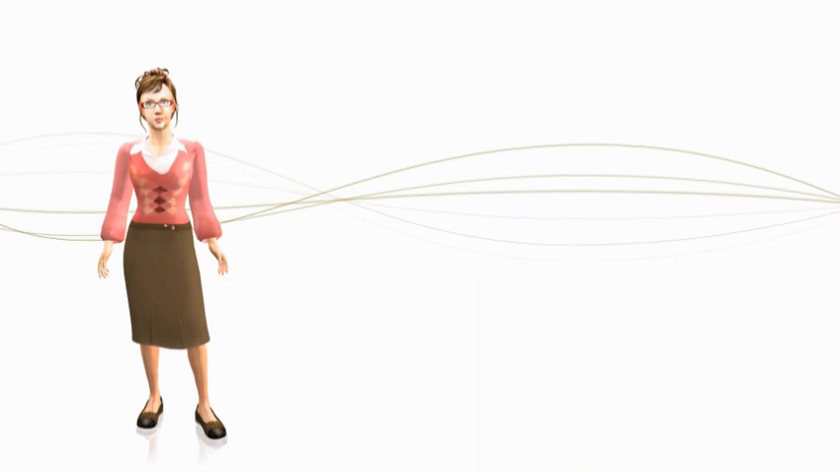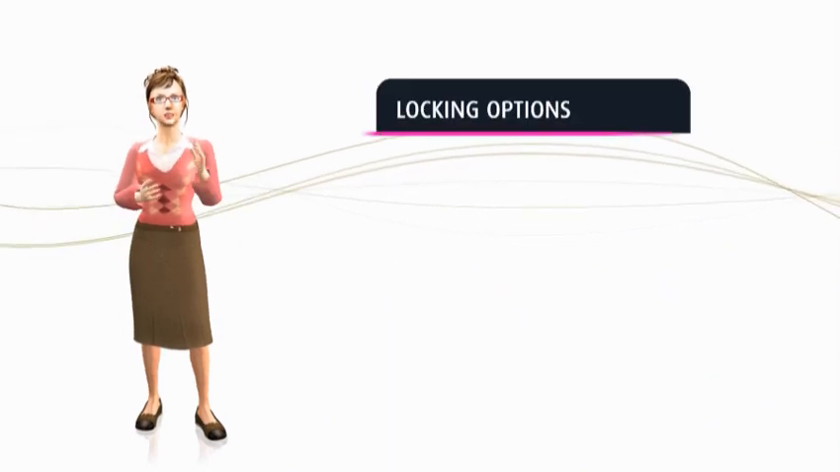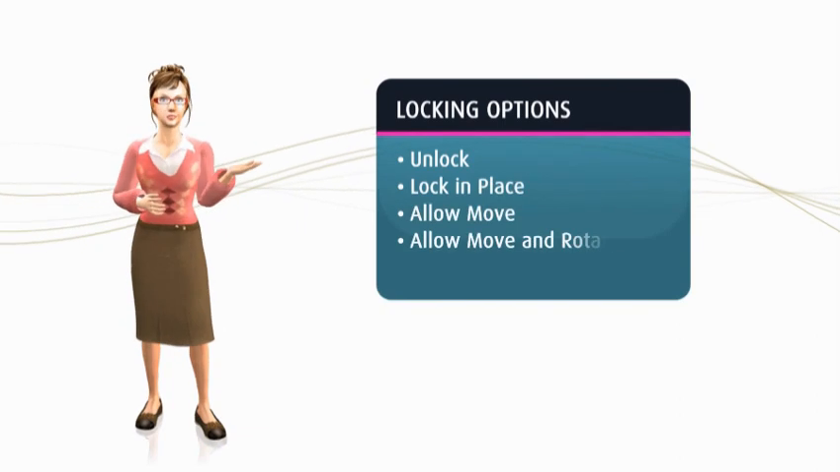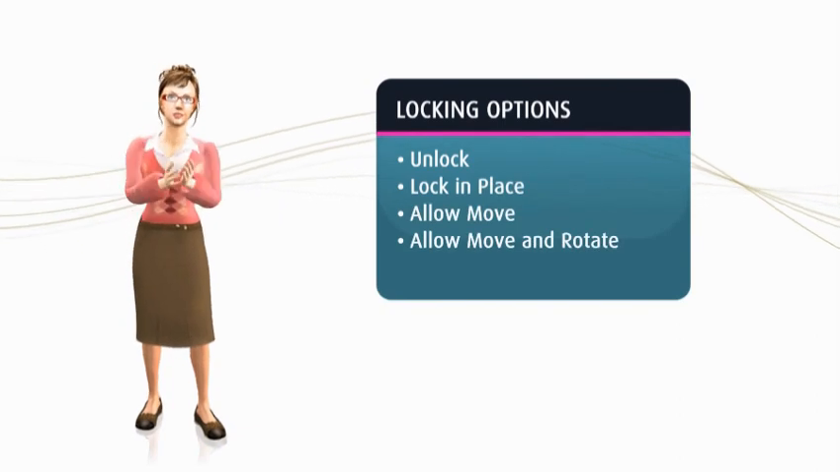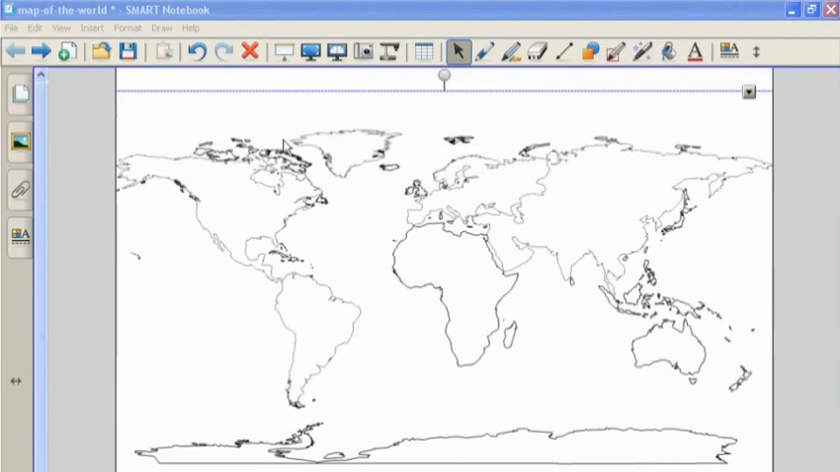I use the four locking options a lot to structure student smart board activities. The options include unlock, lock in place, allow move and rotate. Consider this map of the world.